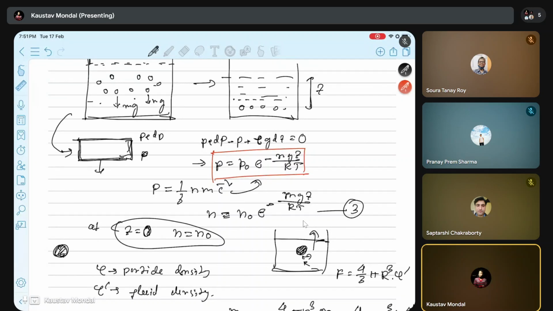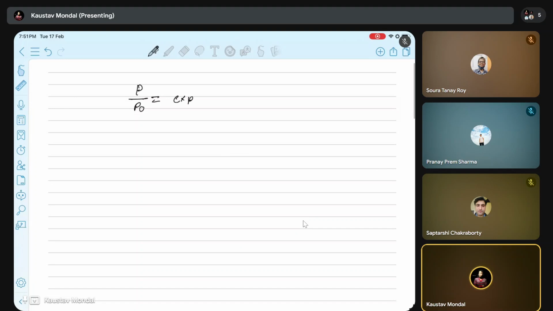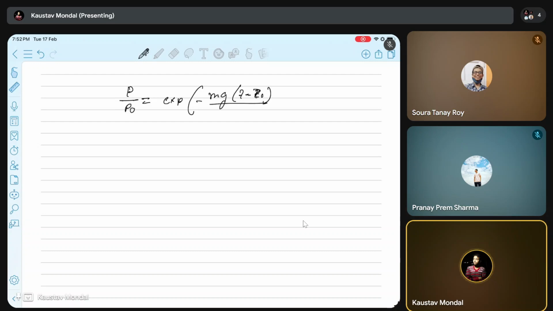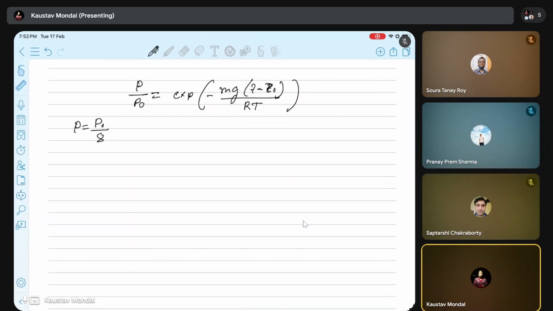So let me write that. P by P0 is basically exponential minus mg(z minus z naught), that is basically the distance between the baseline and our reference line, where we want to calculate the pressure. It's mentioned in the problem that at a particular distance Z, the pressure is 1 by 8 times the pressure at the base. So P0 is the pressure at base, that is Z equal to Z0.